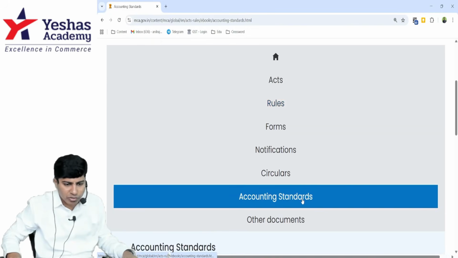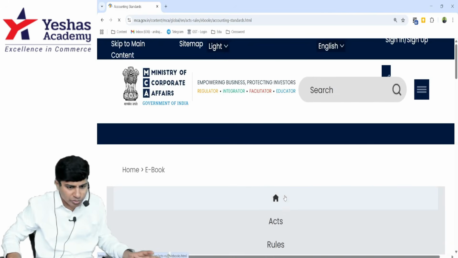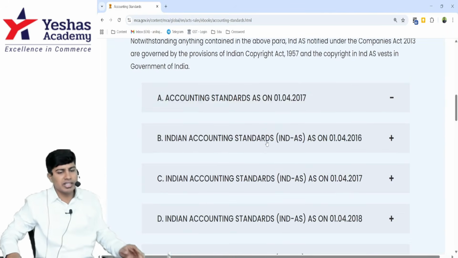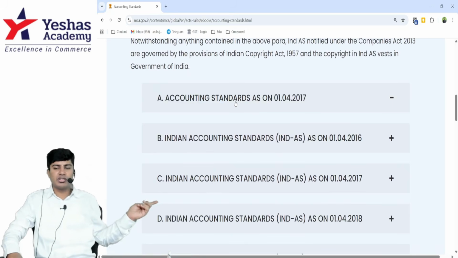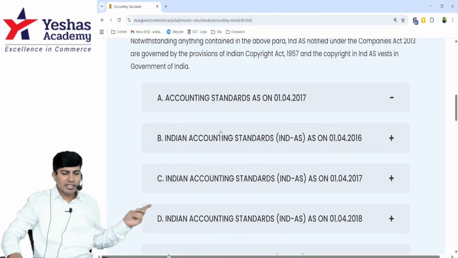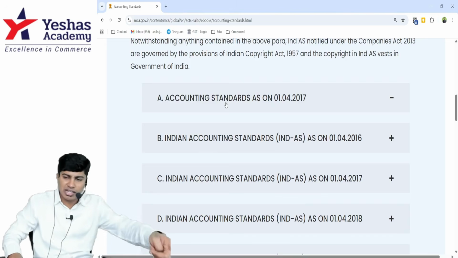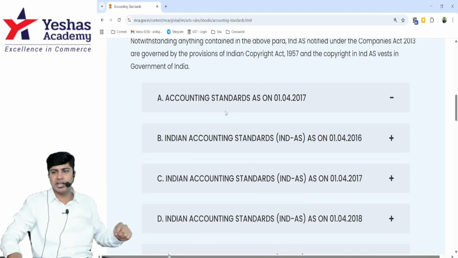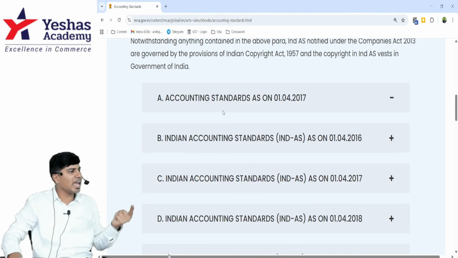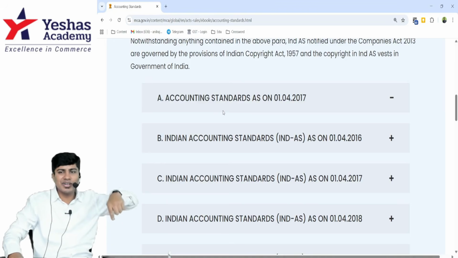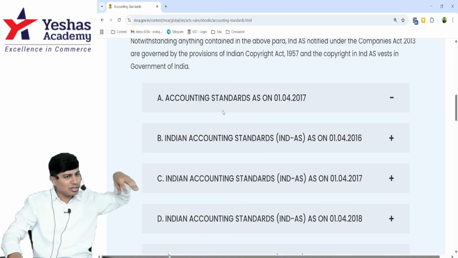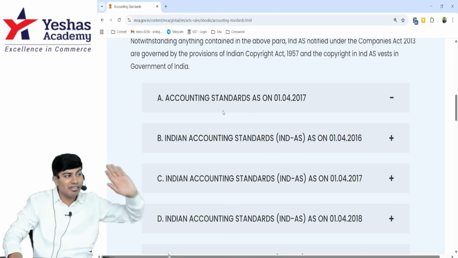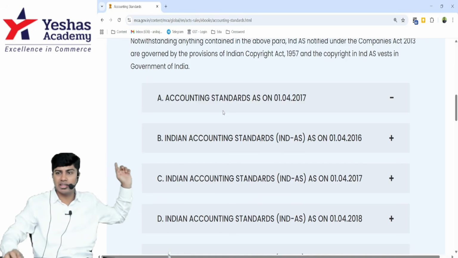And we also have accounting standards, which I'll show now. Why is it not loading? See here. Do you see accounting standards as on 1/4/2017? There are Indian accounting standards as well as accounting standards. Both are there in the MCA website. Accounting standards you will learn in CA Inter. Indian accounting standards you will learn in CA Final. Both are regulated and both can be issued by the government. Government means MCA in this context.